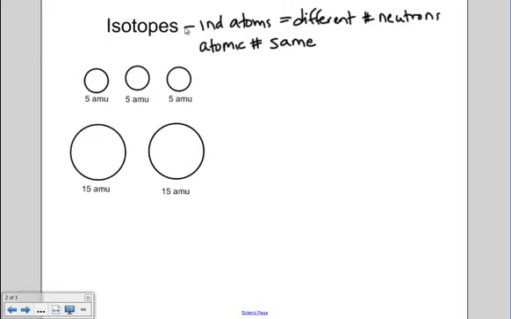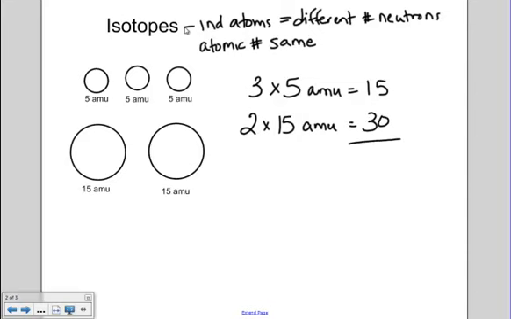So what I would do is I would actually have to find out what the average of this is. So I have 3 of them that weigh 5 atomic mass units, and I have 2 that weigh 15 atomic mass units. So I have a total of 45 atomic mass units, but I actually have 5 atoms that I've got to be able to split this apart by. So I'm going to take 45 divided by 5. So I'm going to have an atomic mass unit of 9.